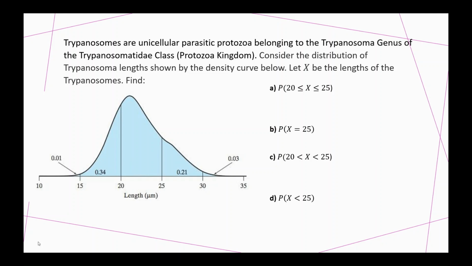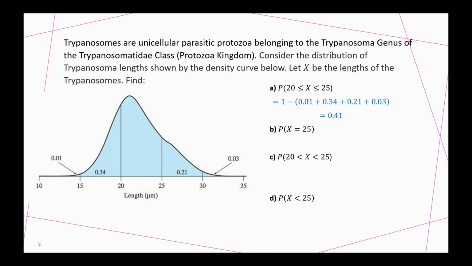Now, to do part A, find the probability that a randomly chosen protozoa of this type has a length between 20 and 25 micrometers. Well, I just need to know that the total area under this curve is 1. So if I do 1 minus the rest of the area, I should be able to find the area that I'm trying to find. And that's exactly what I'm going to do here.